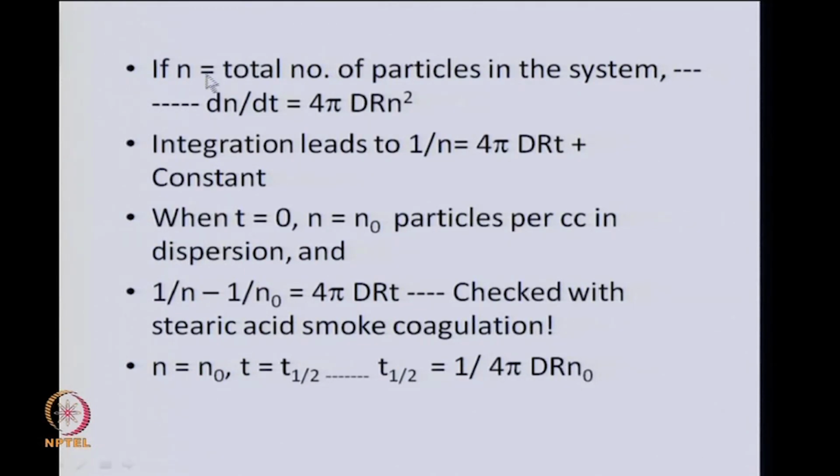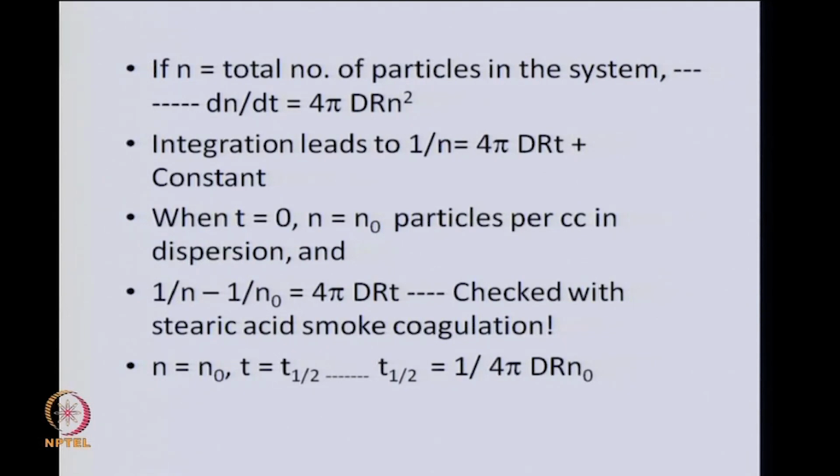Moving from the primary particles, we now have n, the total number of particles in the system. This should be minus dn by dt equal to 4 pi dr n squared. Integration of this equation leads to 1 by n equal to 4 pi dr t plus a constant. At time 0, the number of particles per cc is n0. So, that constant is 1 by n0. Substituting that, we get 1 by n minus 1 by n0 equal to 4 pi dr t.